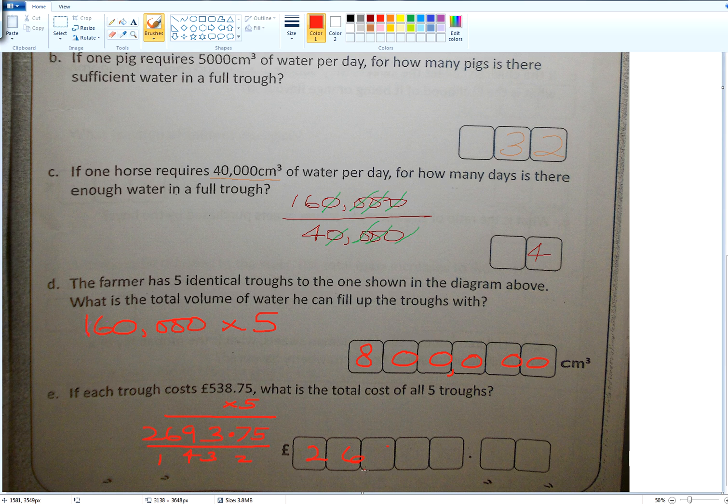9. Okay, I think I've put my 2 and 6 in the wrong place. I put my 2 in the wrong column, wrong box. It's okay. We just go back and do that. It's the same thing. 12.